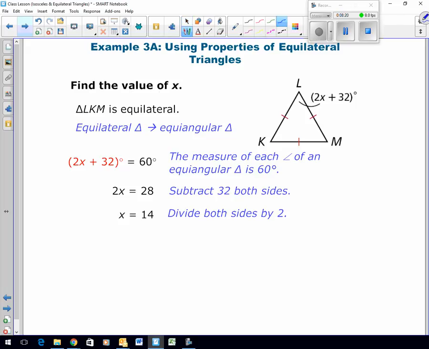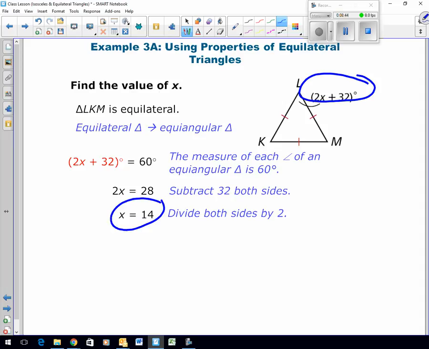60. So if I wanted to find the value of x here, I would take 2x plus 32 and set it equal to 60. And then you have your two-step equations that you did in 8th grade, 7th grade maybe, right? So take this particular equation, subtract 32 from both sides, divide both sides by 2, x should be 14.